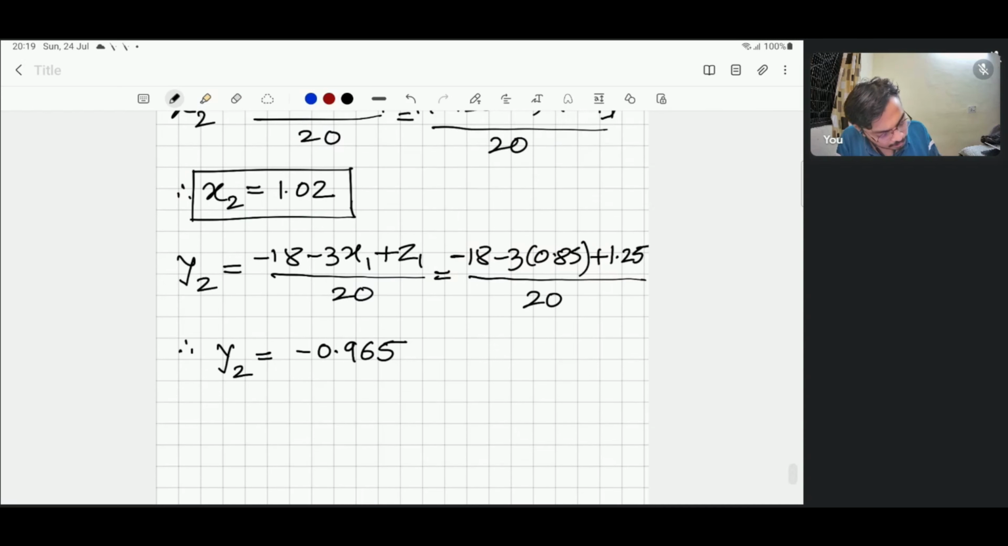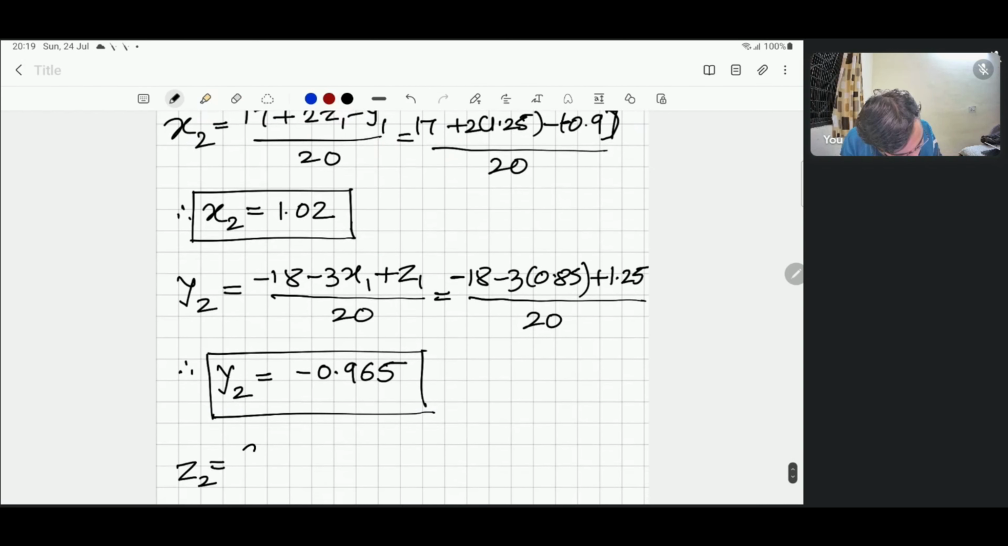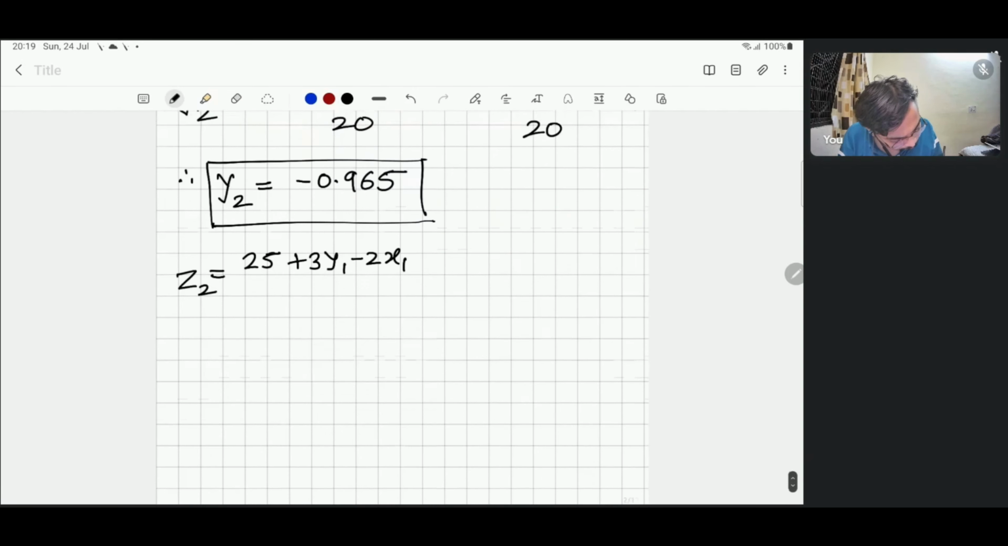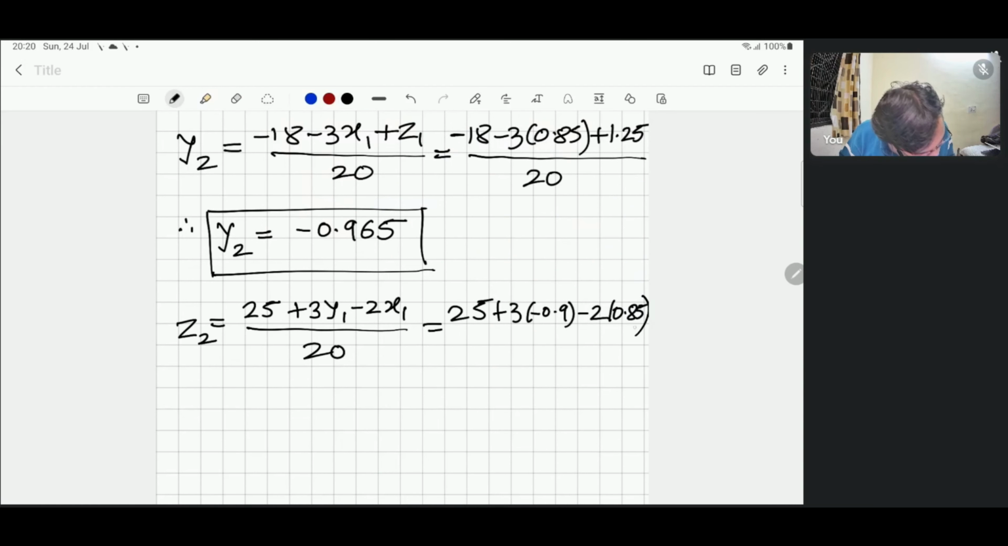Similarly, we will calculate the value of z for the second iteration, which is 25 plus 3y1 minus 2x1 upon 20. So 25 plus 3 into y1, the y1 value is minus 0.9, minus 2 into the x1 value 0.85, upon 20. So the value of z2 comes out to be 1.1575.